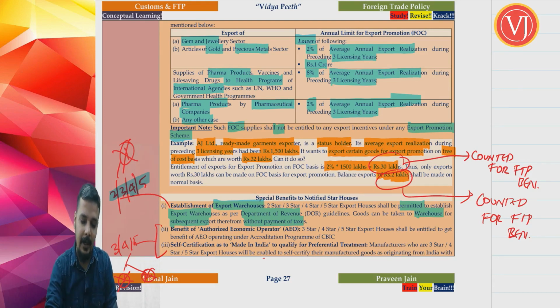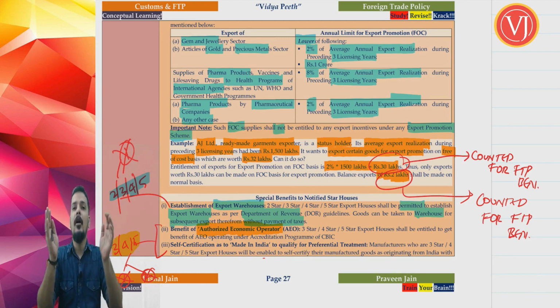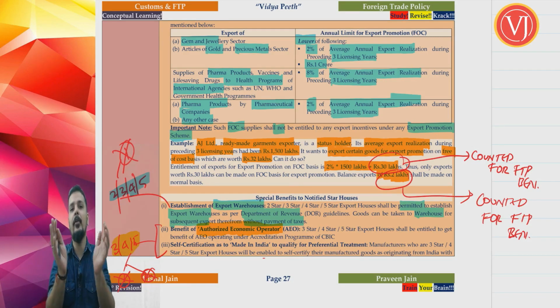Now, only a 3 star category, 4 star category, 5 star category can go for authorized economic operator category. Right, only they can apply for authorized economic operator category. One of the benefits that authorized economic operator will get is deferred payment of duty rules. He will not make the payment at the time of filing of each bill of entry. He will be making the payment for a group of multiple bills of entry filed during 15 days, and that due date we have discussed in your customs law.